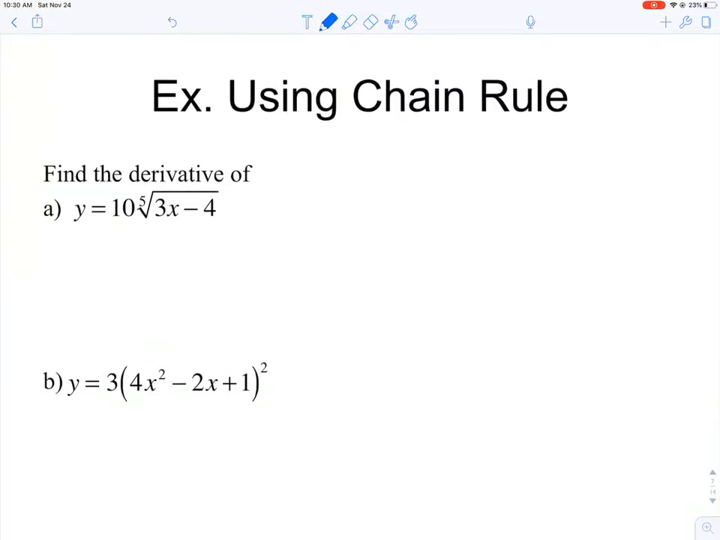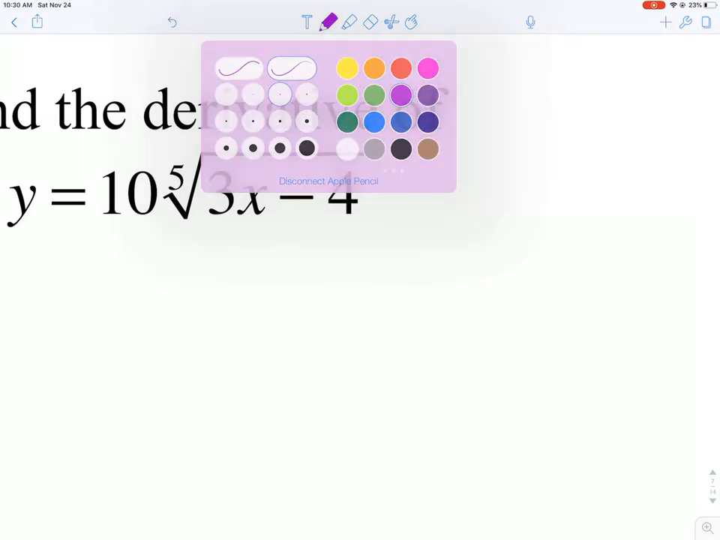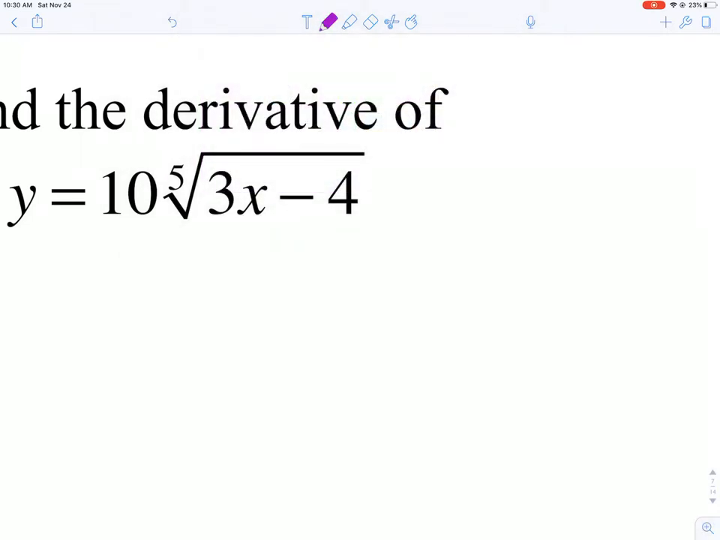So let's find these derivatives. We have to rewrite this first before we can use the chain rule. We don't have to, but I think it's easier if you rewrite it. So this is 10 times (3x minus 4) to the 1/5 power.